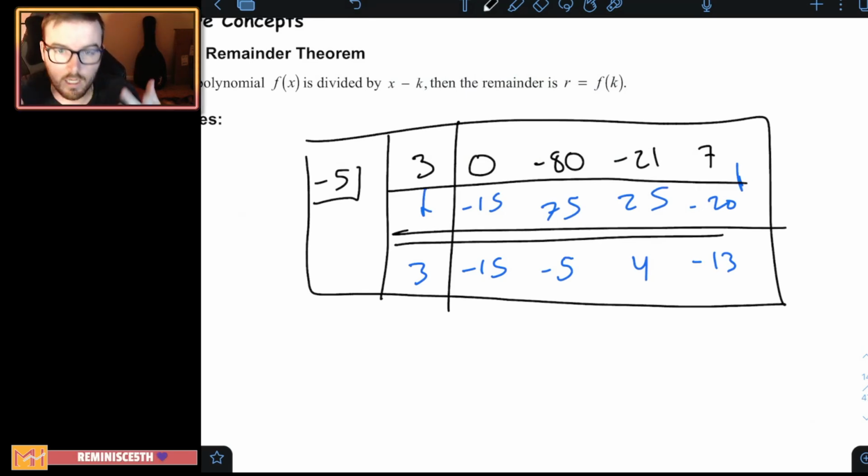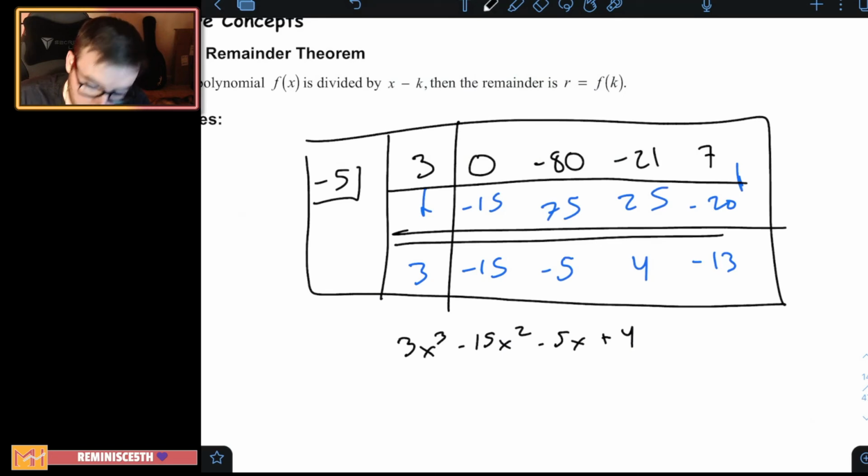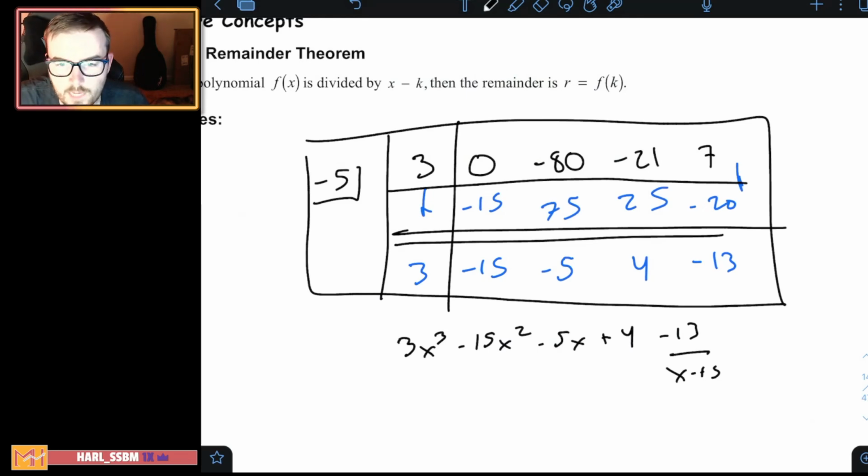Add down, multiply by the number in the box. Add down, multiply by the number in the box. So this was x to the fourth. So now your final answer is 3x cubed minus 15x squared minus 5x plus 4 minus 13 over x plus 5. Which, as far as those options are concerned, that's option B again.